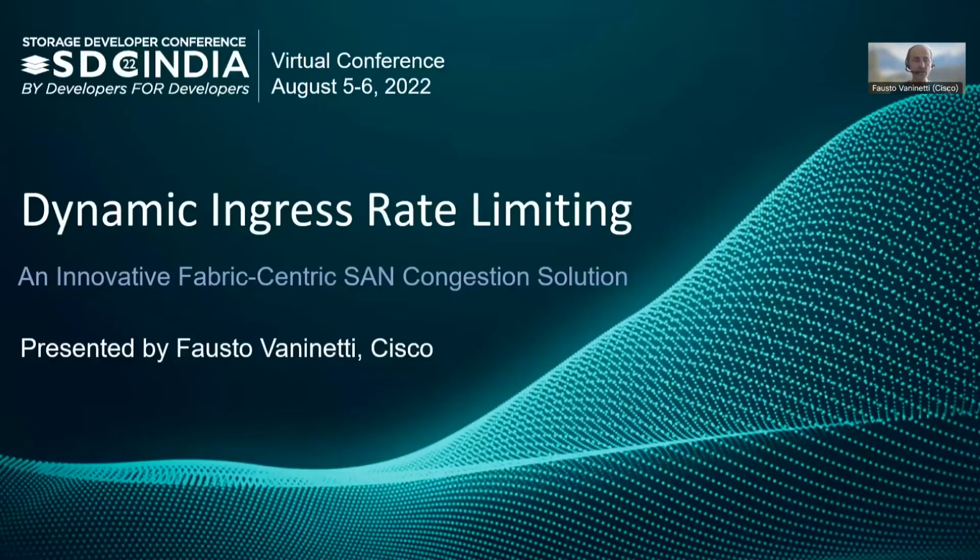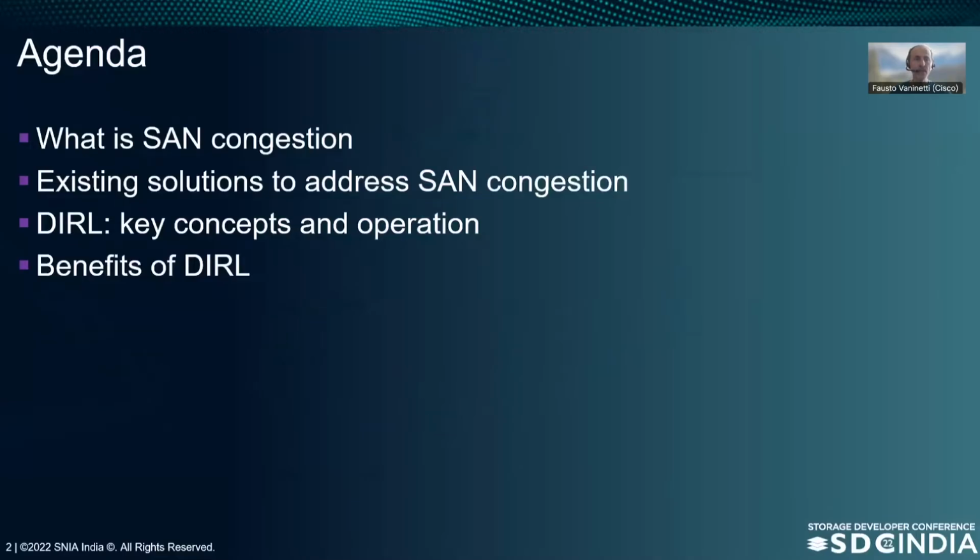Today I will try to describe an innovative fabric-centric SAN congestion solution called dynamic ingress rate limiting. The agenda is pretty simple. I will introduce what SAN congestion is. I will describe the existing solutions to address SAN congestion, and then I will introduce the key concepts and operation for dynamic ingress rate limiting. I will conclude my presentation by going through the benefits of DIRL.